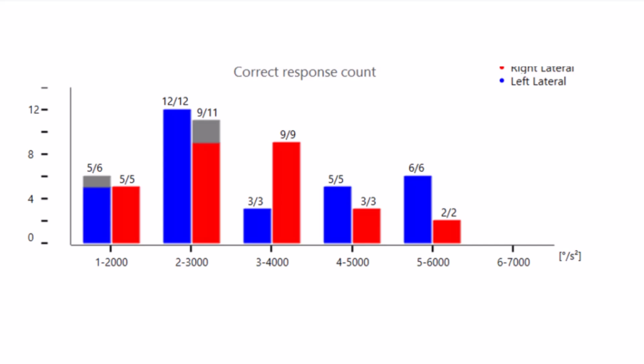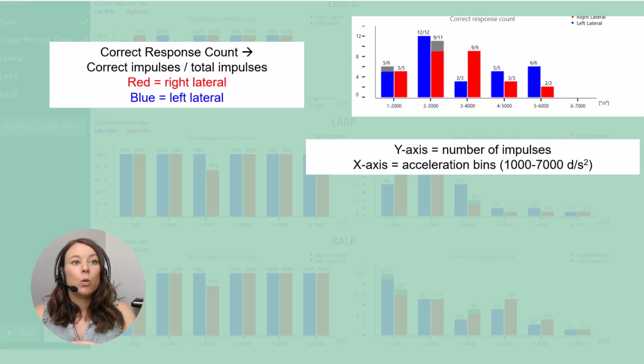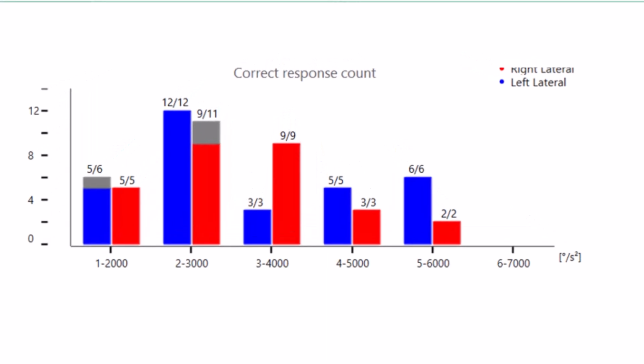And again, you'll notice that the red represents the right lateral, the blue represents the left lateral. A little bit different here, the y-axis is the total number of impulses. That's how many head movements I did to the right versus how many I did to the left. So you'll notice depending on the speed bin that you're looking at, there's a different number of impulses that were collected in each speed bin.